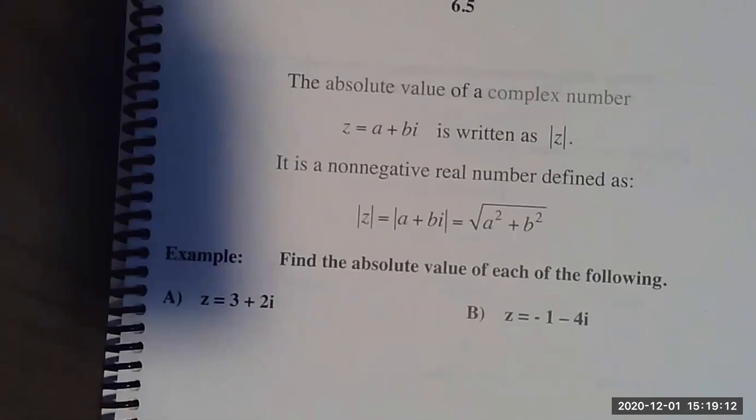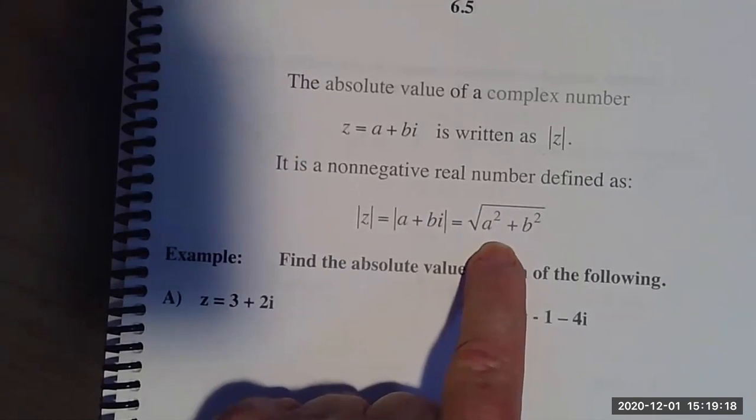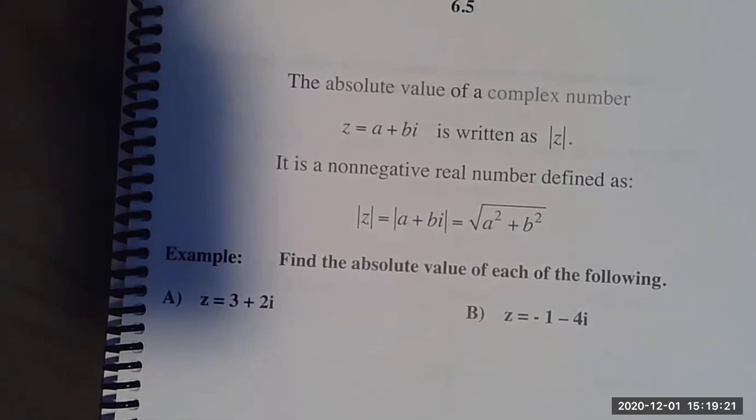Now some of this looks familiar, like this right here. Gosh, that looks like the magnitude of a vector. Chapter 6.6 and 6.7, vectors. That is the magnitude of a vector. So there are some similarities, like the distance formula.